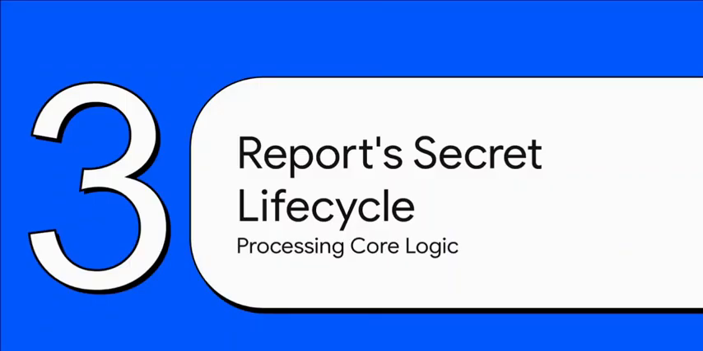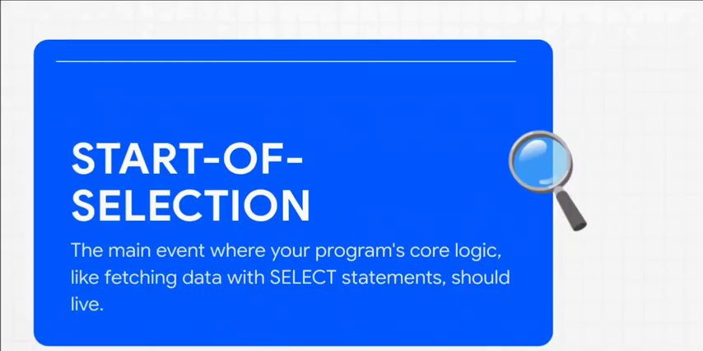Okay, so we've set our defaults, we've talked to the user, we've validated their input. Now, it's time for the main event. We're moving on to the report's real mission, crunching the data. And that brings us to start of selection. This is the big one. This is the workhorse. Once all that initial setup and validation is done, this is where your main logic lives. Your big select statements, your loops, your calculations, all the heavy lifting happens right here.